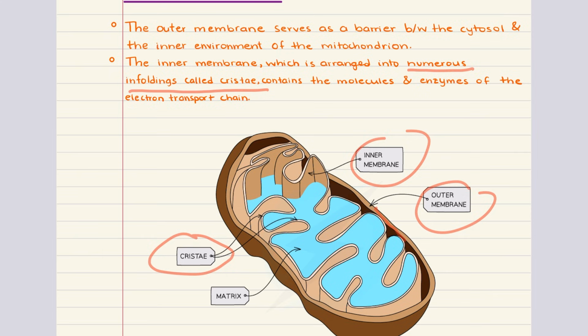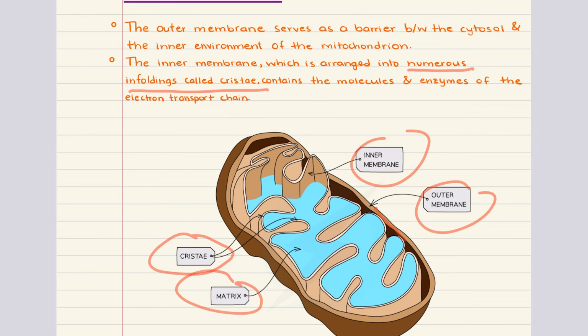Enclosed by that inner membrane is the mitochondrial matrix. The matrix contains enzymes of the citric acid cycle or Krebs cycle, as well as mitochondrial DNA and ribosomes. This is where several metabolic reactions take place, and it's also where mitochondrial replication and gene expression are coordinated.